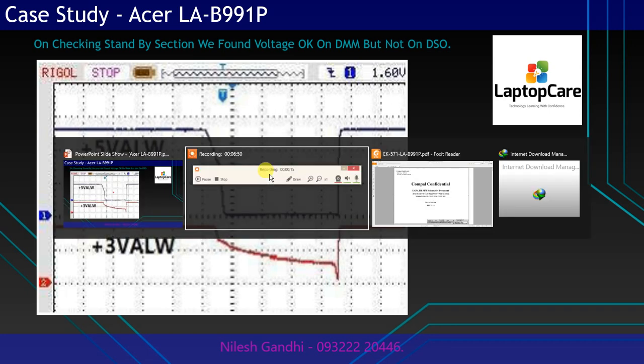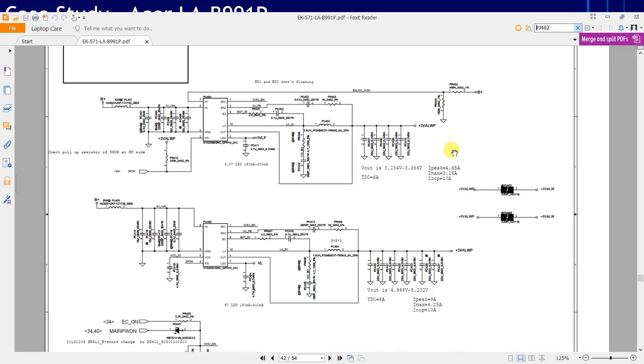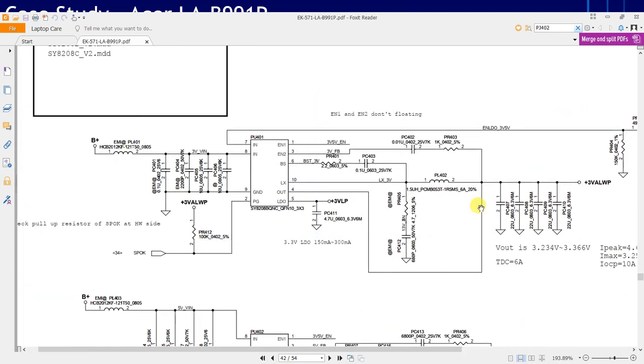Now let's check the schematic, friends. This is the schematic of EA50, that is our LA-B991P board. When we go to the standby section straight away, we will see the 5 volt always here. This is the standby section.